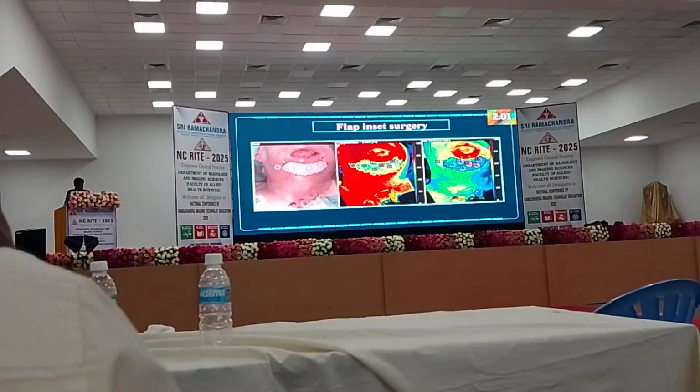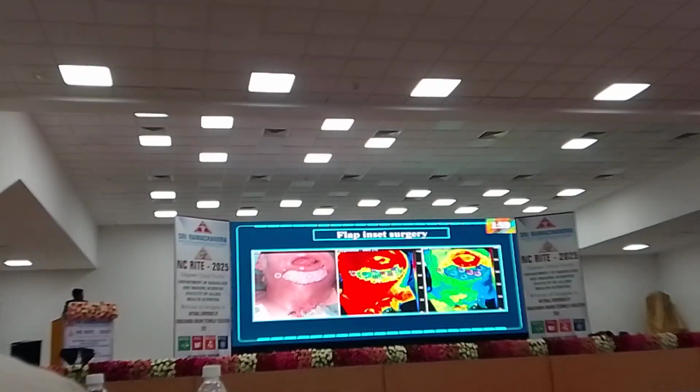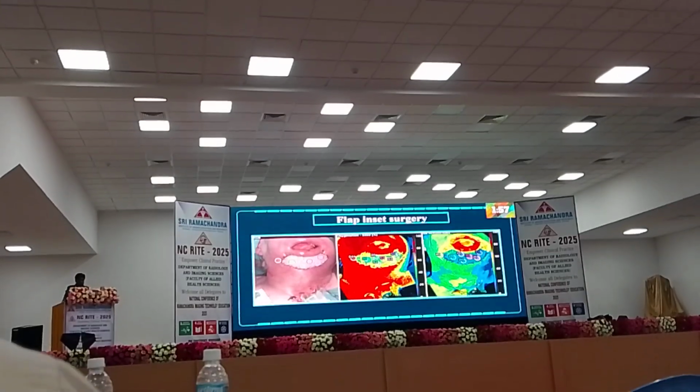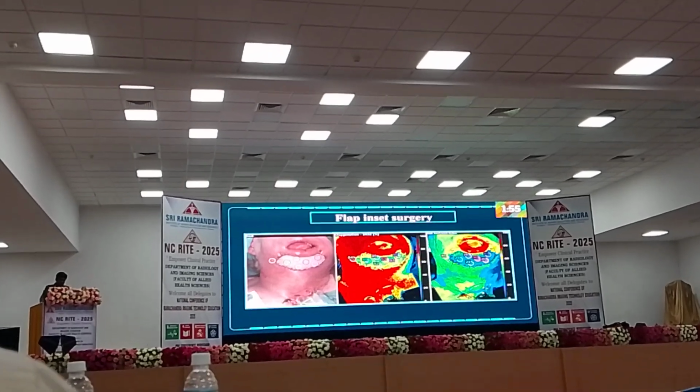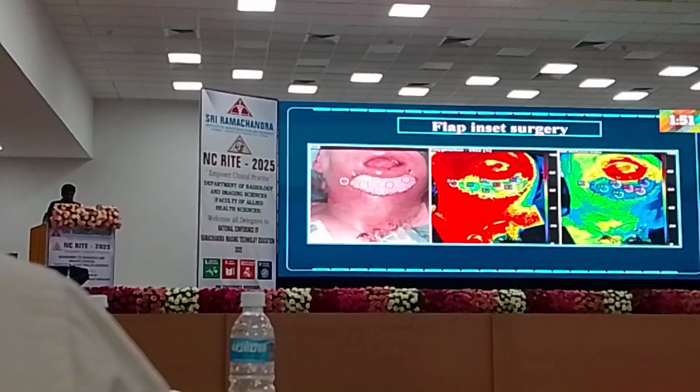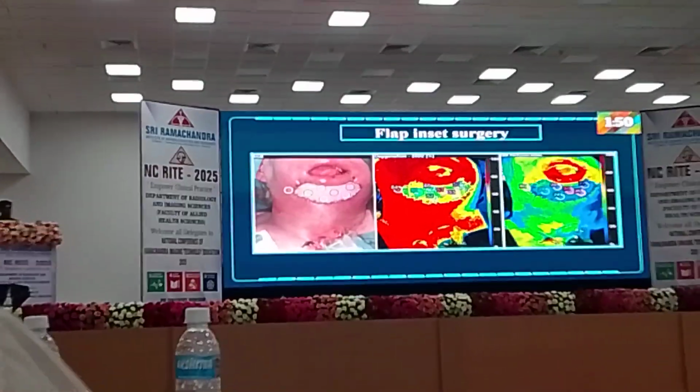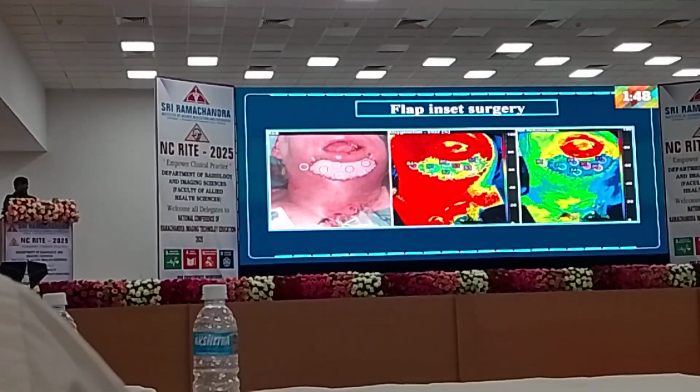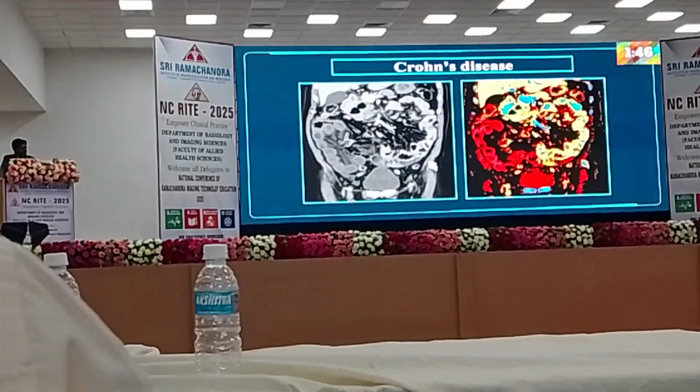The first image is a flap insert surgery. The patient has a stage 4 squamous cell carcinoma in the mandible. So the region is completely removed and the flap is inserted. You can see the oxygenated image and the NIR image to confirm that the correct cells have been removed and correctly placed. And this is a Crohn's disease.